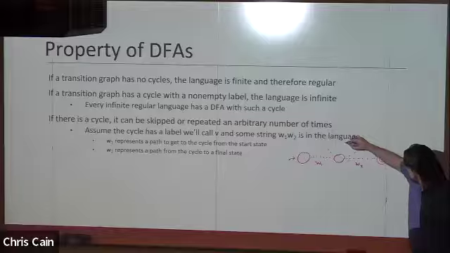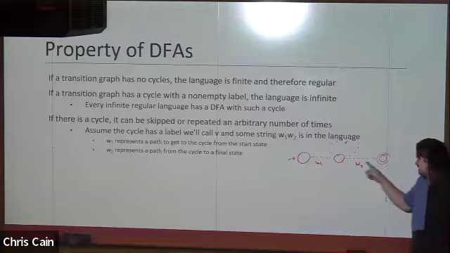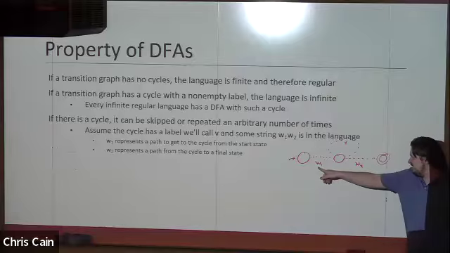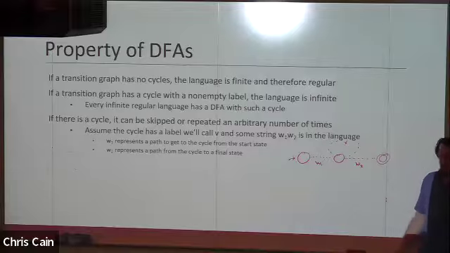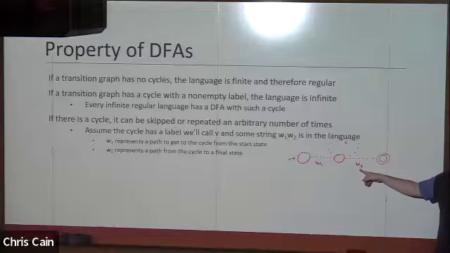And then this becomes V, which can be repeated some number of times. So this tells us that W1W2 is in the language, because there is some path from an initial state to a final state. It iterates this loop 0 times. We could also have W1VW2. That is also in the language. That's the string that iterates this cycle once. W1VVW2 is also in the language.